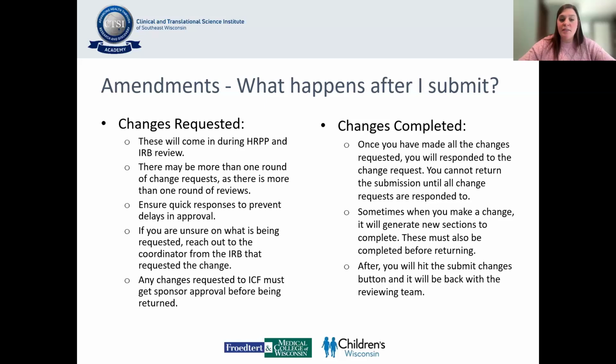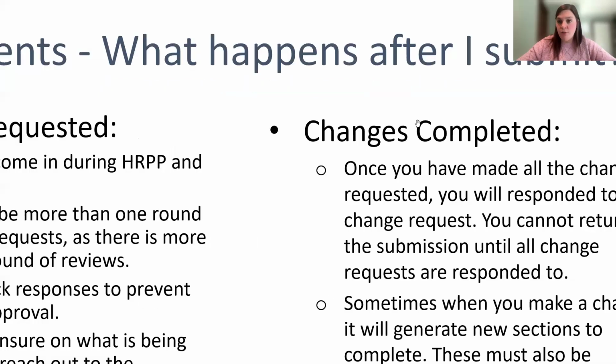So ensure quick responses to prevent delays in approval. Obviously, they can only keep reviewing and keep moving forward as we give them responses. If you're not sure what is being asked, reach out to the coordinator that requested the change. Their contact information is listed in your eBridge submission. You can even reach out to the general IRB office email, but you can definitely reach out with questions.